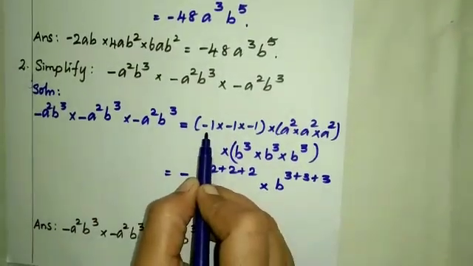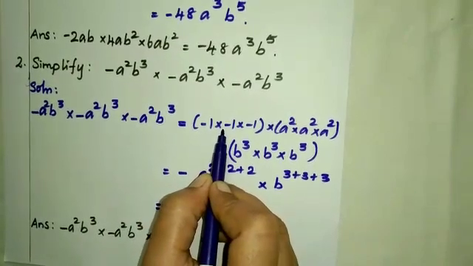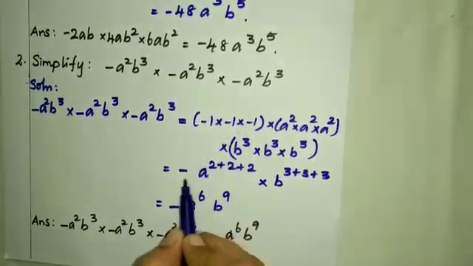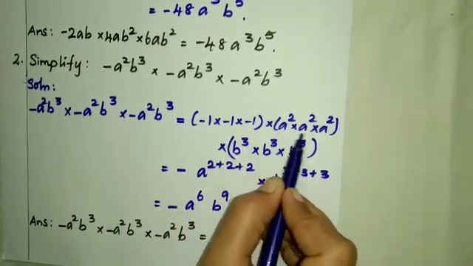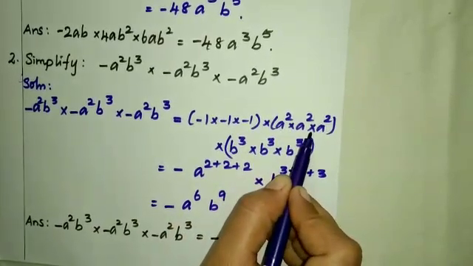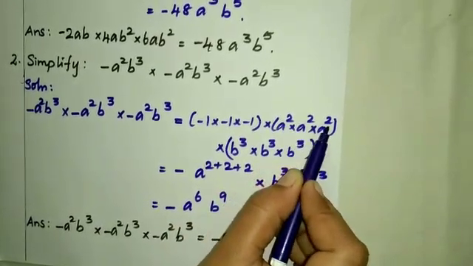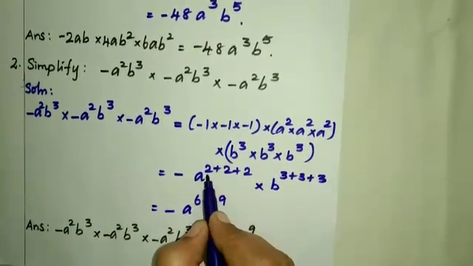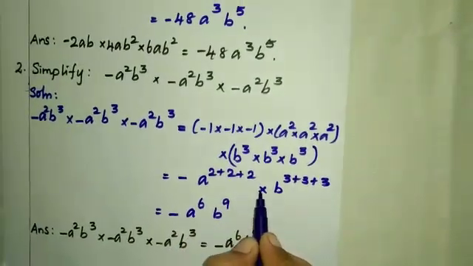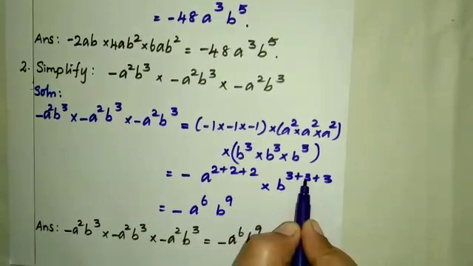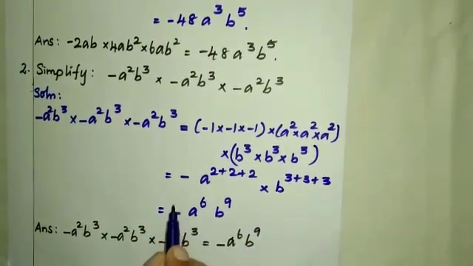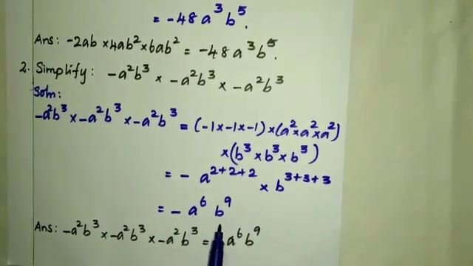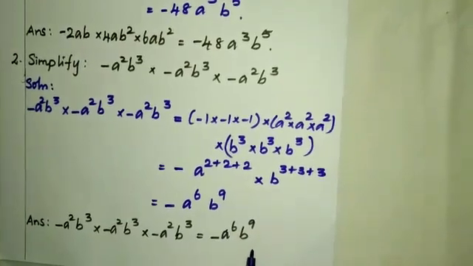First multiply the sign. Minus into minus plus, plus into minus, minus. Here bases are equal, in between multiple sign. Then we have to add the powers. So a power 2 plus 2 plus 2 into b power 3 plus 3 plus 3. That is minus a power 6 b power 9. That is the answer.